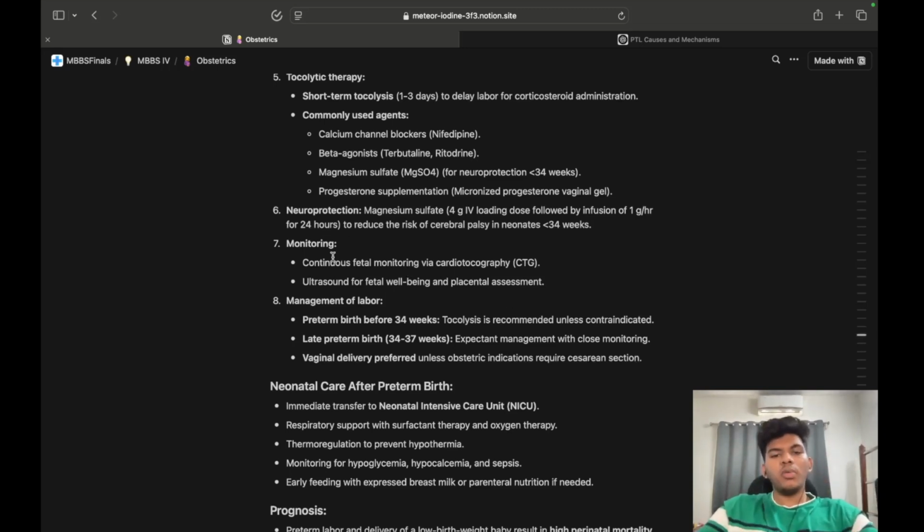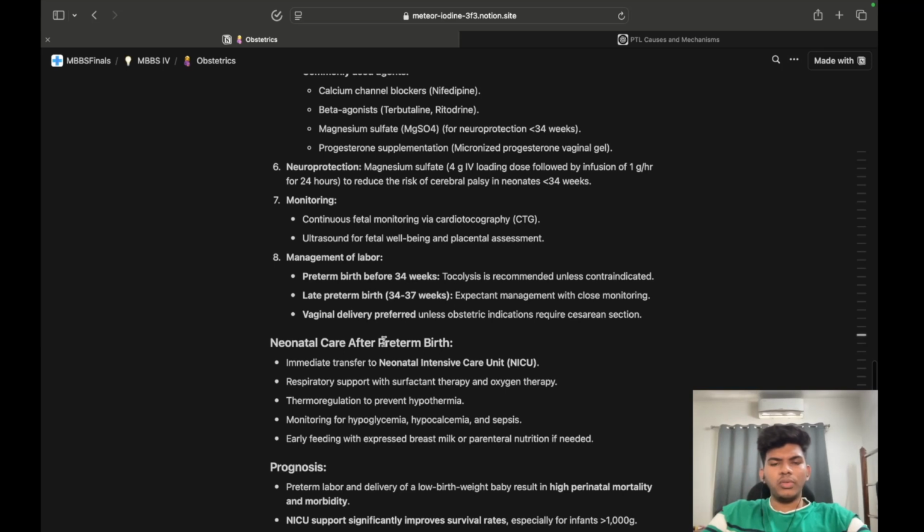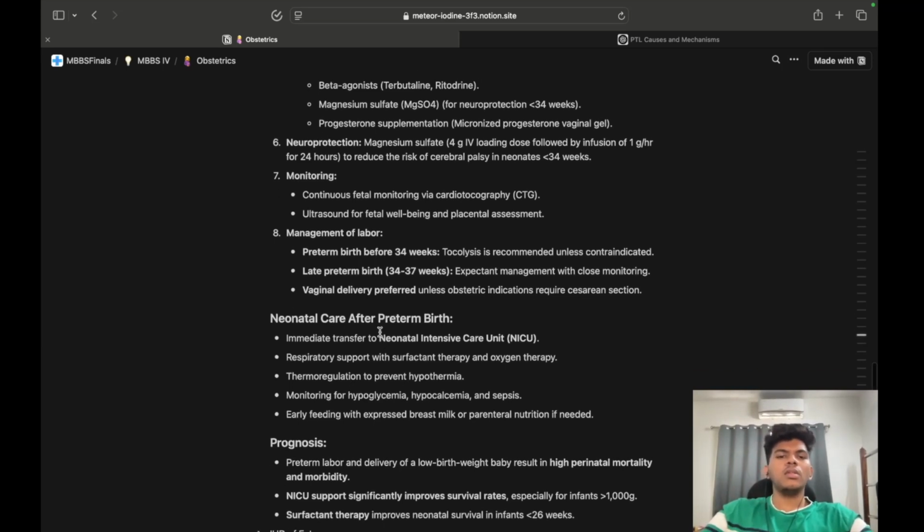Coming to monitoring, continuous fetal monitoring via CTG, ultrasound for fetal well-being and placental assessment. That comes under monitoring, because we want to know whether it is still live or if there is something fishy going on.